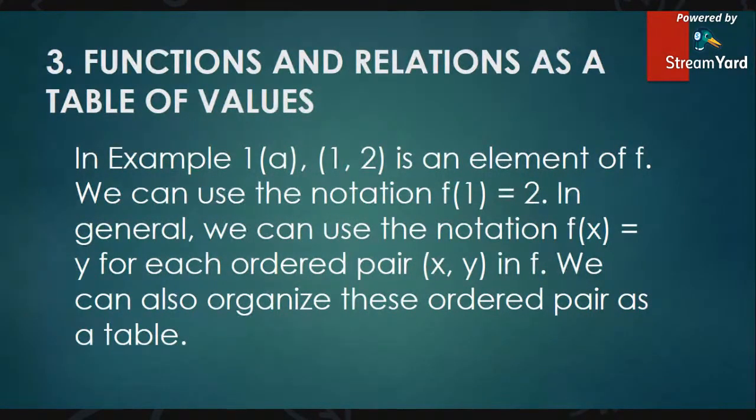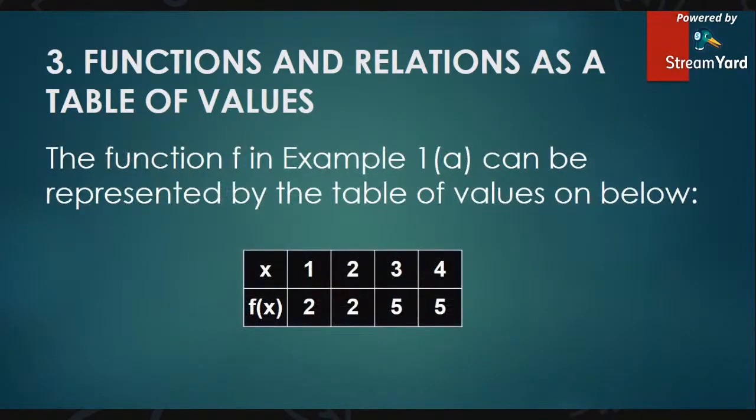So, proceed na tayo dito sa example ng ordered pairs as a table. The function f in example 1a can be represented by the table of values below. So, nakikita nyo si x is 1, 2, 3, 4. Then f of x, 2, 2, 5, 5. So, sinummarize lang natin yung kaninang given na ordered pairs sa example number 1, letter A.